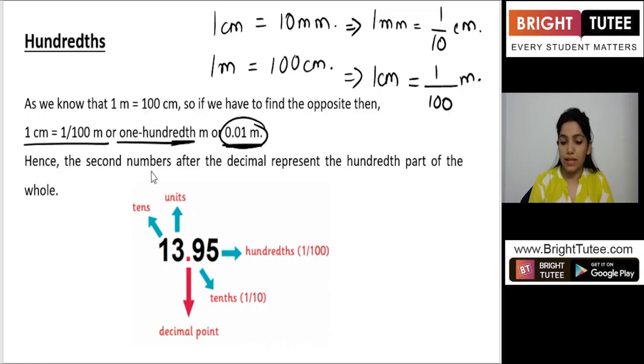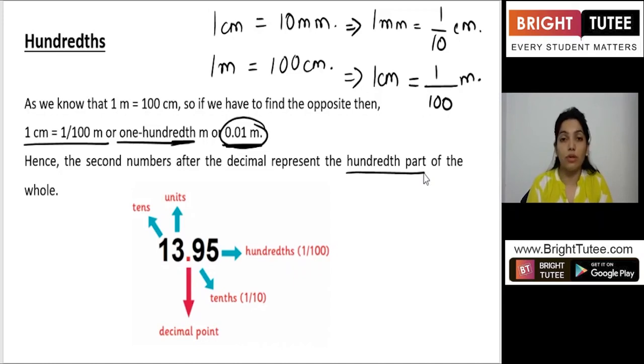Hence, it says the second number after the decimal represents the hundredths place, which is the 100th part of the whole. Like the tenths place, it represents the 10th part of the whole, the hundredths place represents the 100th part of the whole.